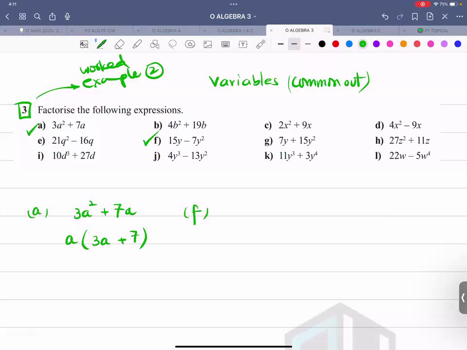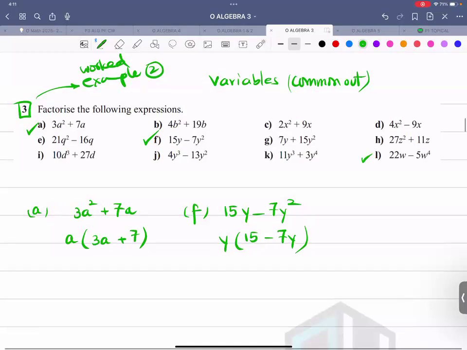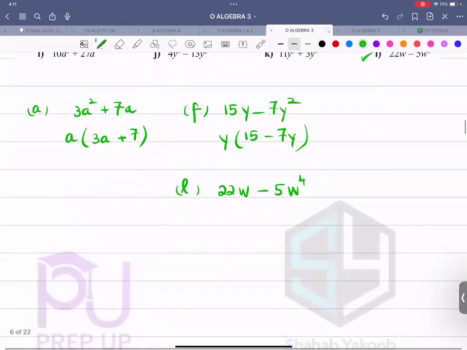Part F: 15y minus 7y square. Take y common out. That is y into 15 minus 7y. Something like part L: 22w minus 5w power 4. So that is w common, w into 22 minus 5w cube.